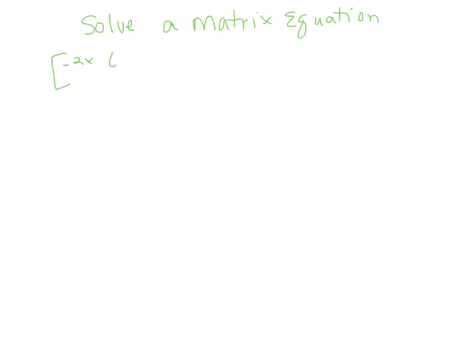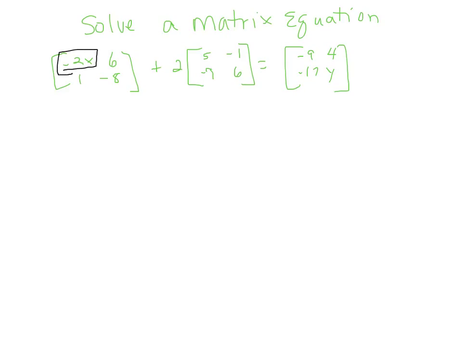Let's look at [-2x, 6; 1, -8] plus the scalar number 2 times the matrix [5, -1; -7, 6] equals the matrix [-9, 4; -13, y]. So all we want to do is solve for the variables. We just look for the 2 places where there's a variable. There's a variable here, so we'll take care of him first.